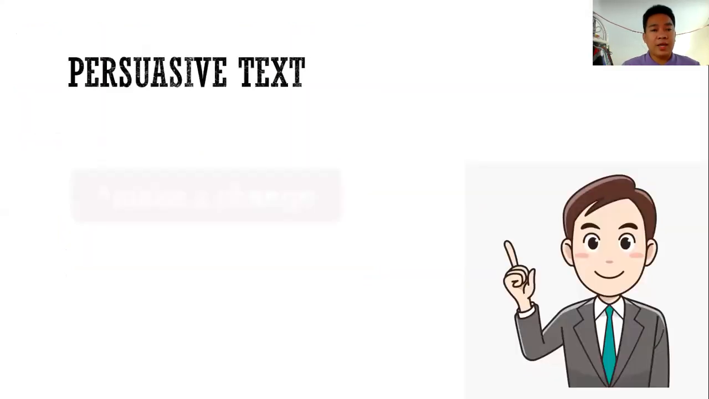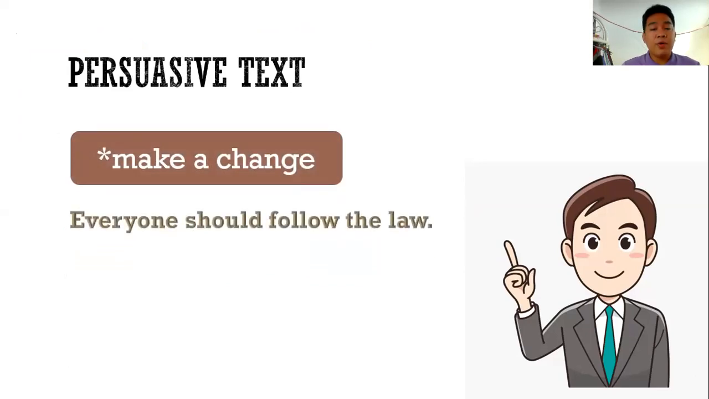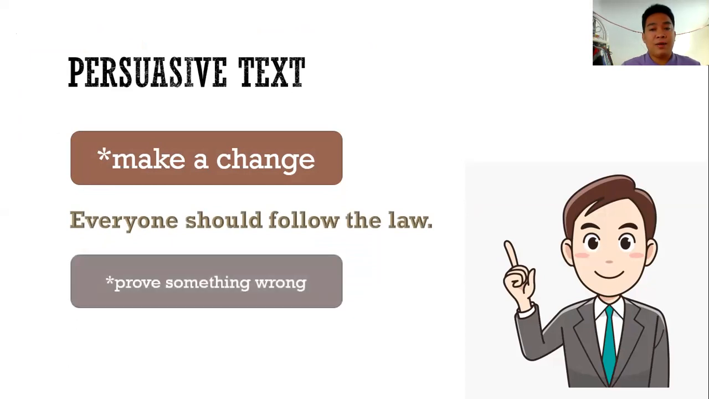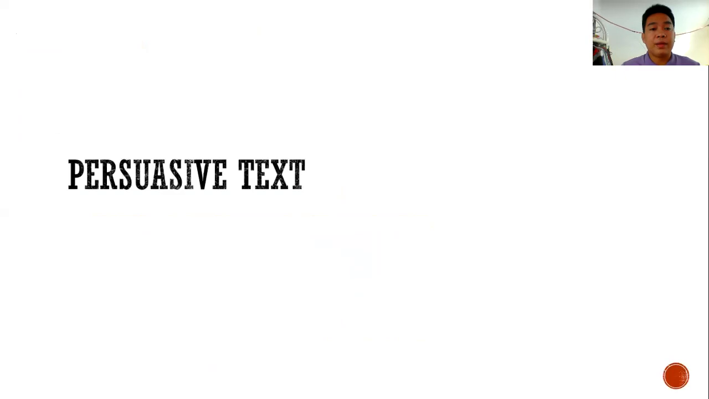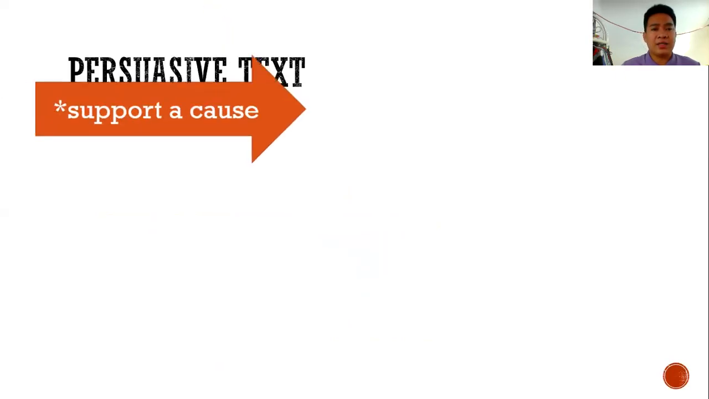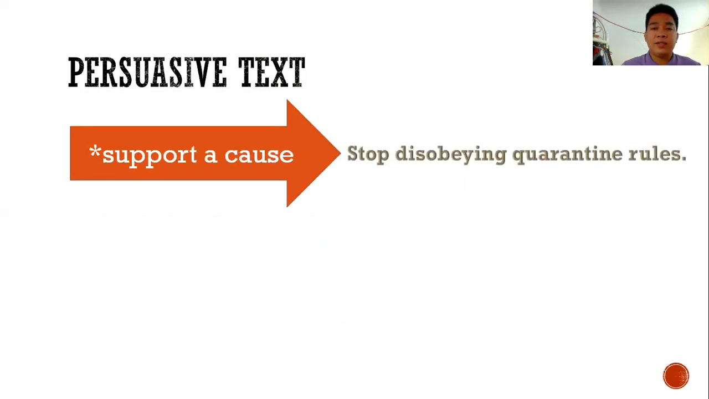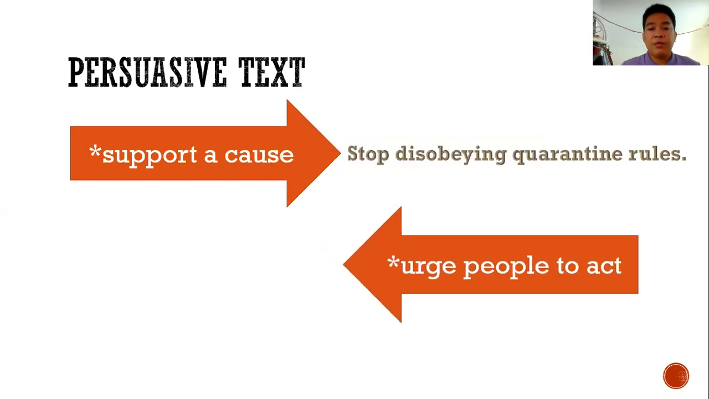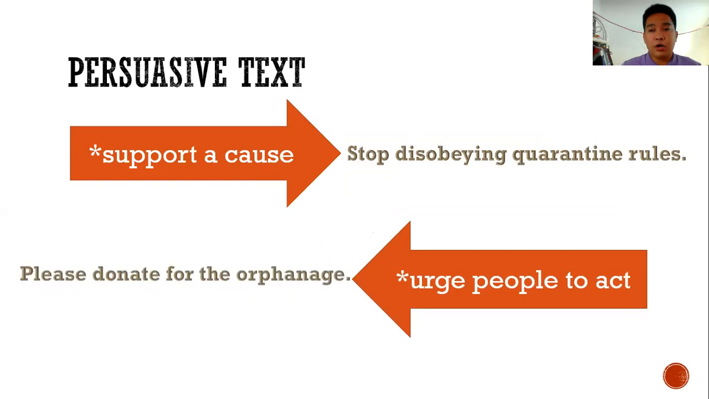So a persuasive text, you have to make a change. For example, everyone should follow the law, and you have to prove something wrong. For example, our mayor is the best leader. A persuasive text is to support a cause. Example, stop disobeying quarantine rules. You have to urge people to act. Please donate for the orphanage.